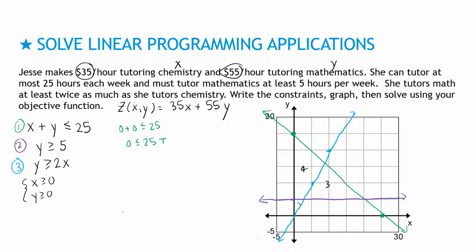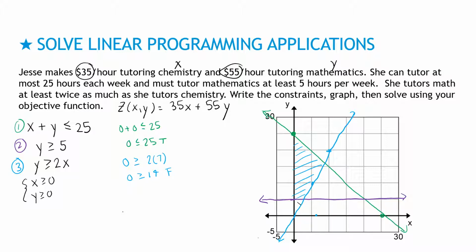Blue, I can't use 0, 0, sadly. So guess what I'm going to use? I'm going to use 7, 0. 0 is greater than or equal to 2 times 7. 0 greater than or equal to 14. Absolutely false. So this shouldn't be shaded. So 3 is on the wrong side of that line. We're looking at 4. So this is my region. I'm going to get rid of the 4. This is my region right here.